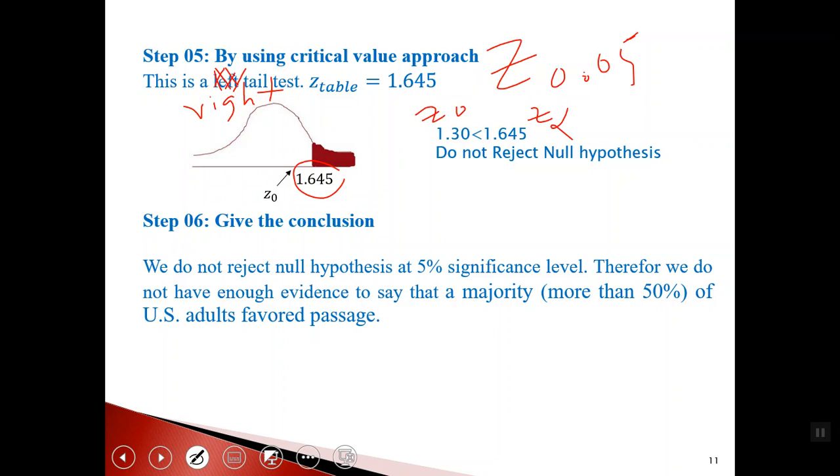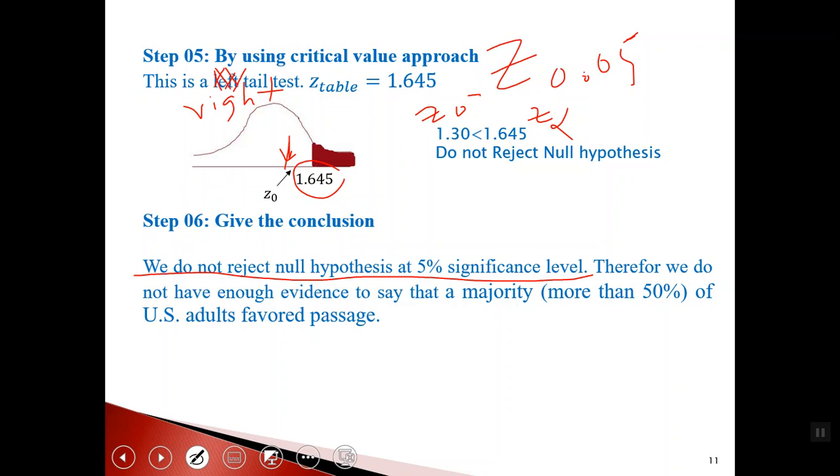Okay, so you can see your Z naught value is not inside the rejection region. It is somewhere here, right? So you cannot reject. It is inside the non-rejection region. So we do not reject the null hypothesis. So you can conclude that we do not reject our null hypothesis at the 5% significance level.